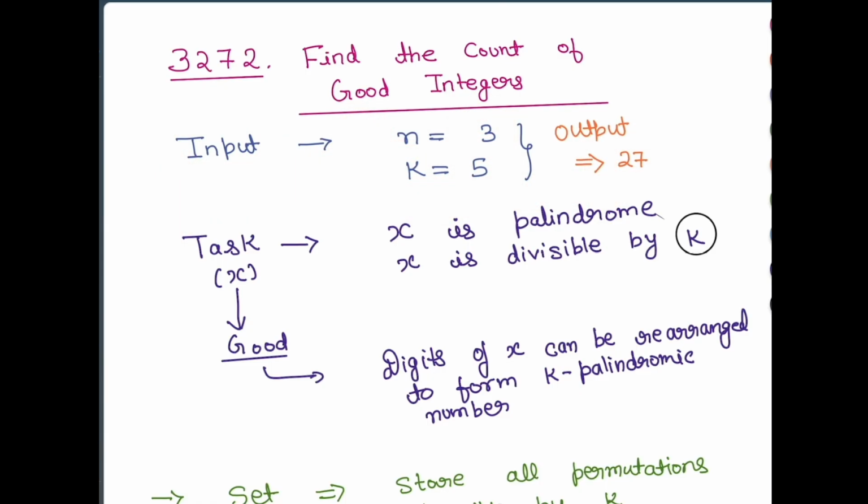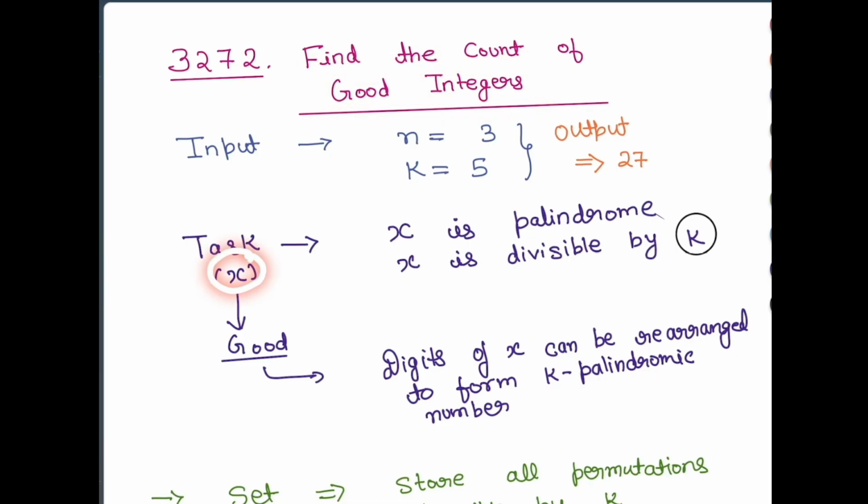And the output depends upon what is the task for this problem. In this problem, we need to count all the good integers which have the length of 3 digits, or we can say which have n digits in it. For example, if the value of n is 3, then a valid 3-digit number is 1, 2, 3, right? 1, 2, 3 is a valid number which is having n digits. So we need to count all the good integers which have n digits, okay? Now what are good integers? That's the question here, right?